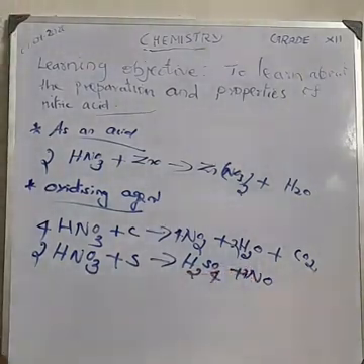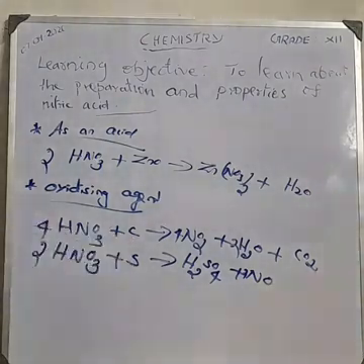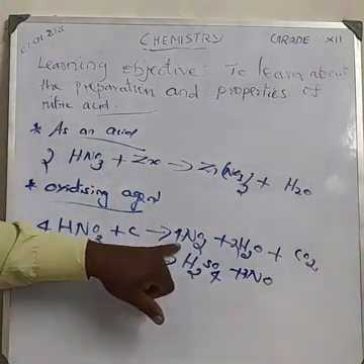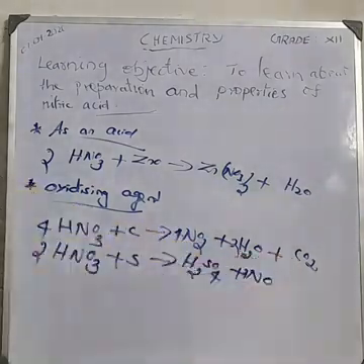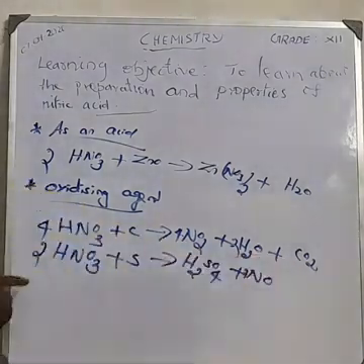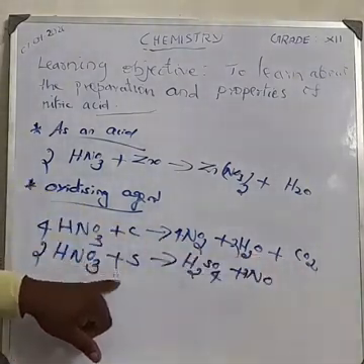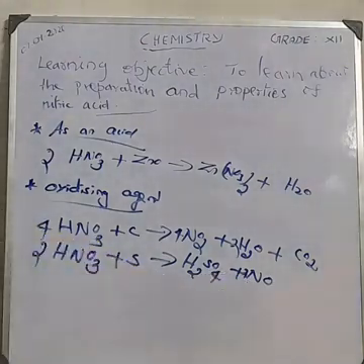Am I right? Tell me about that. Nitric acid reacts with the carbon. What are the products obtained? NO2, nitrogen dioxide, water plus carbon dioxide. Nitric acid on reaction with the sulfur we get sulfuric acid and nitrogen monoxide. Okay, these 2 equations are enough. And again they are having 4 more equations. We can discuss during the revision time.